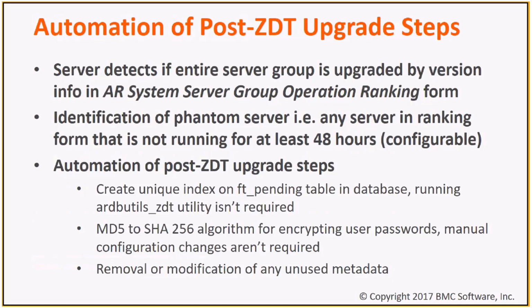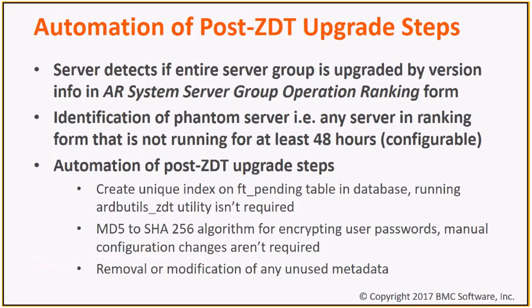There is also a set of post zero downtime upgrade steps. As I have been saying, we have maintained backward compatibility for all our changes since 9.0. There are still certain things which we want to change, but they are not backward compatible, though they will provide a benefit to the system. Things like creation of a unique index on the FT pending table. We want to do it, but if we create it during upgrade, the older servers will start failing. So we cannot do it during the upgrade process itself.